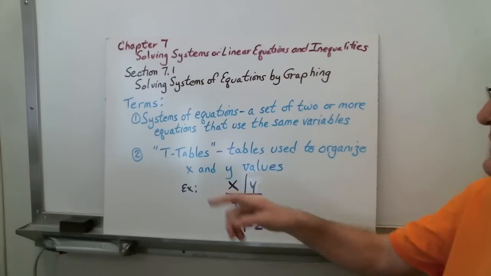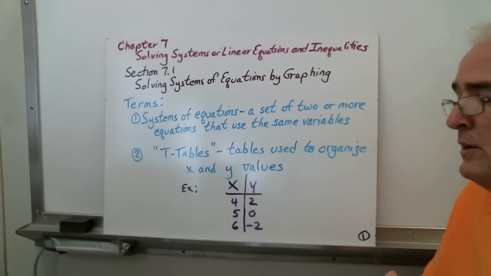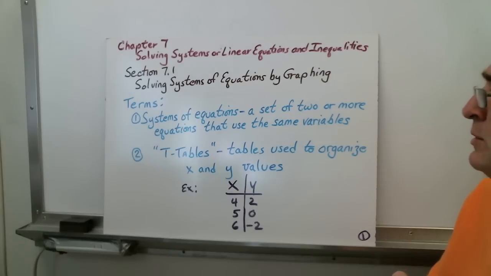The first term is system of equations. What is a system of equations? A system of equations is a set of two or more equations that use the same variables. We'll get more into that in a minute. Our second term is a t-table.